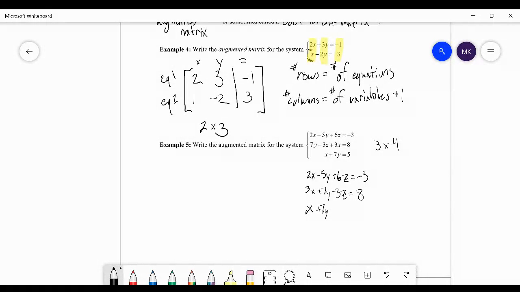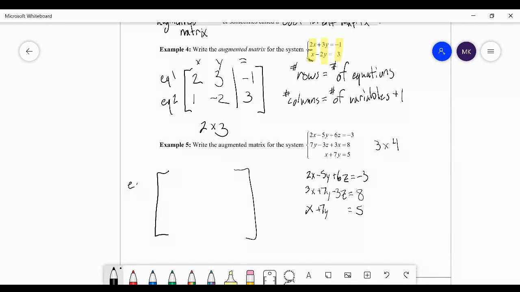Our next one, I have an x plus 7y. And then there's no z's, so I'm just going to leave that blank. That equals 5. Okay. Now, you may be wondering why I left the space here, partly so I can line up my equal signs, but it also helps us when we're creating our matrix. So let's create our matrix.